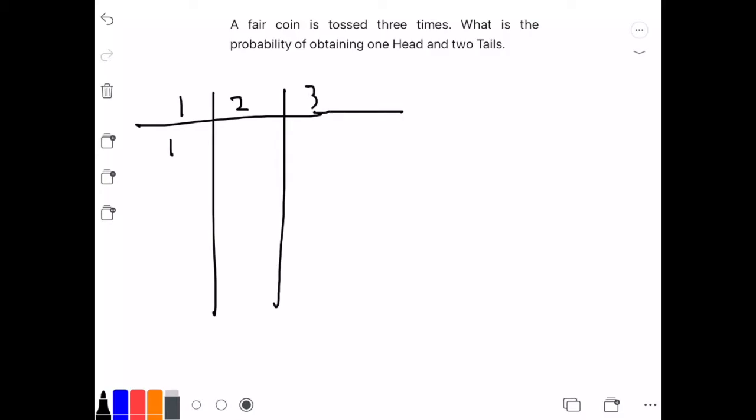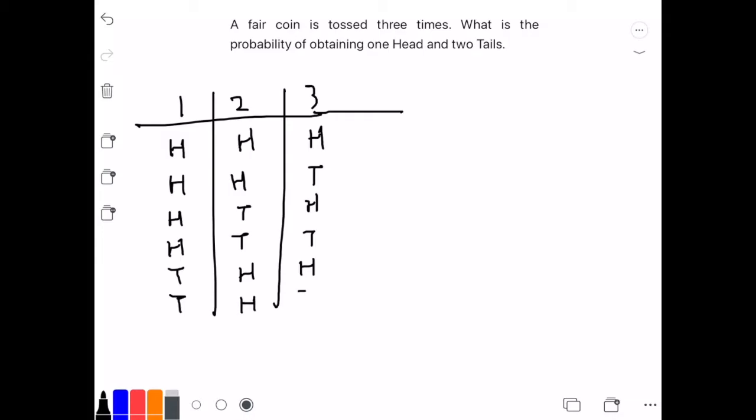And so we have heads, heads, heads, and then heads, heads, tails, heads, tails, heads, heads, tails, tails, and then we have tails, heads, heads, tails, heads, tails, and then tails, tails, heads, and then we have tails, tails, and tails.